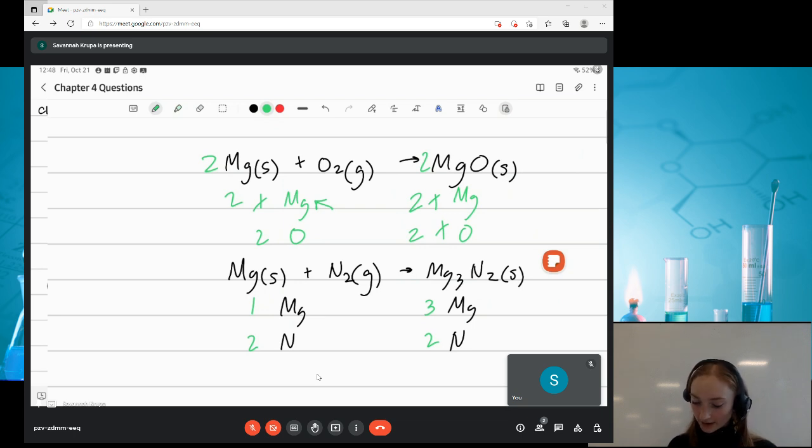So we have a different number of magnesium here. So that's the only thing that we're going to change, and since magnesium sits alone, it's a very simple balancing. So we'll just put a 3 in front of the magnesium to get 3 magnesium on the left. And now we have 3 magnesium on the left and the right, 2 nitrogen on the left and 2 nitrogen on the right.